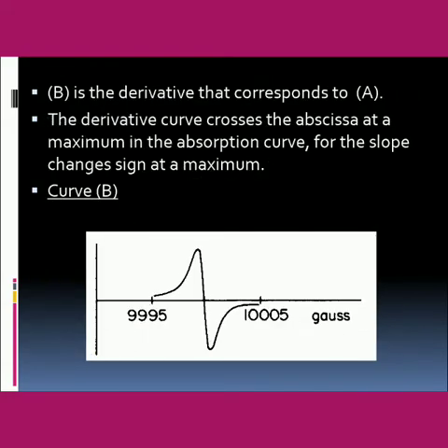B is the derivative that corresponds to A. The derivative curve crosses the abscissa at the maximum in the absorption curve, for the slope changes sign at the maximum. Curve B is shown below. Clearly we can see how the curve crosses the abscissa, and you can see how the slope changes sign at the maximum.